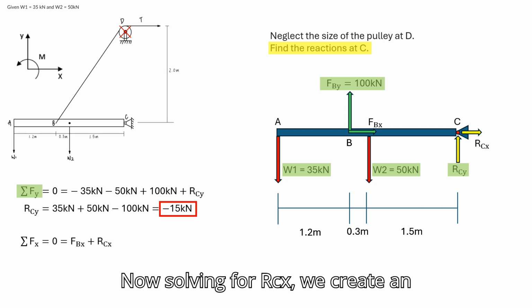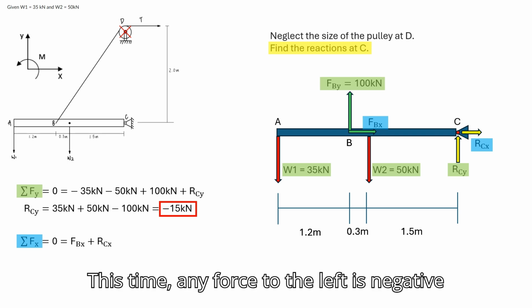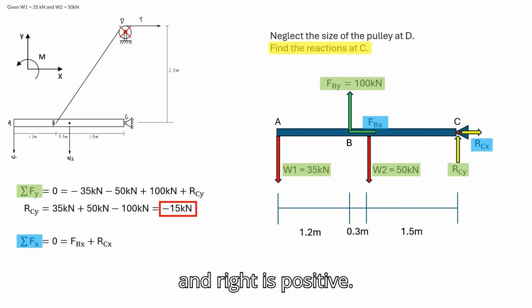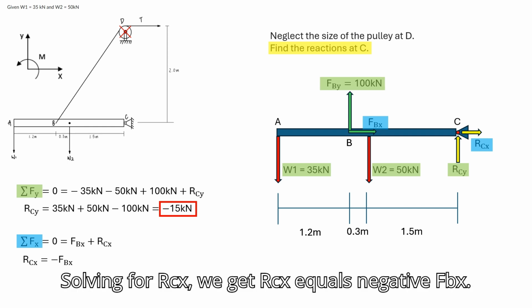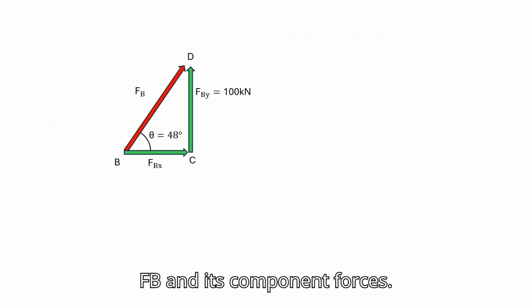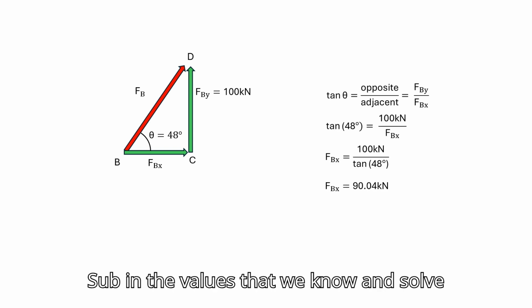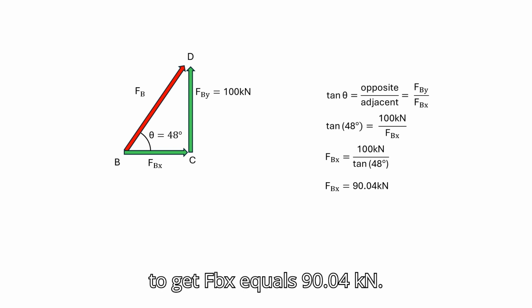Now solving for RCX, we create an equation of equilibrium for the x direction. This time, any force to the left is negative and right is positive. We assume RCX is positive. Solving for RCX, we get RCX equals negative FBX. To find FBX, we bring back force FB and its component forces. Remember, tangent theta equals opposite over adjacent. Sub in the values that we know and solve to get FBX equals 90.04 kilonewtons.